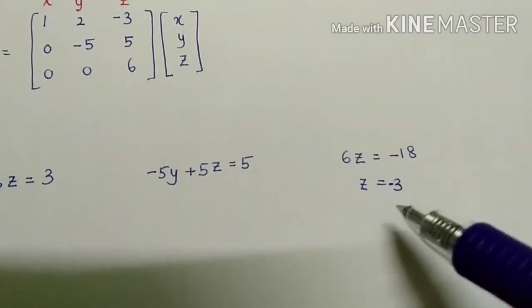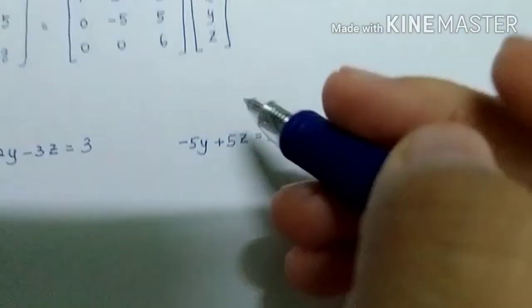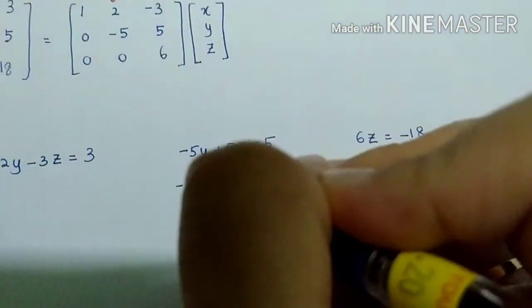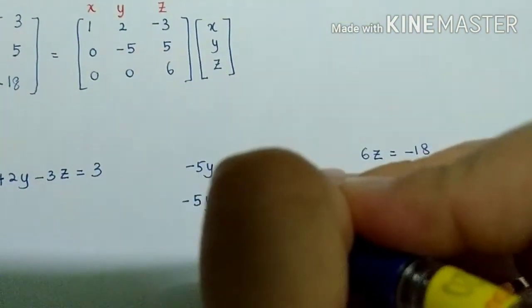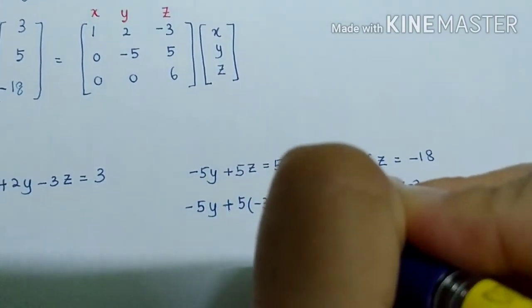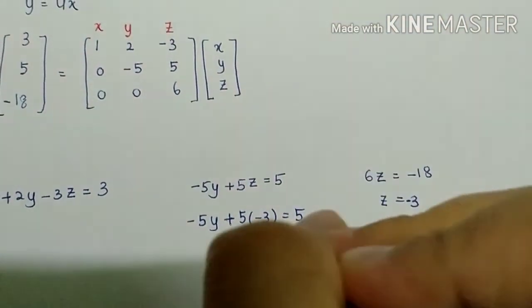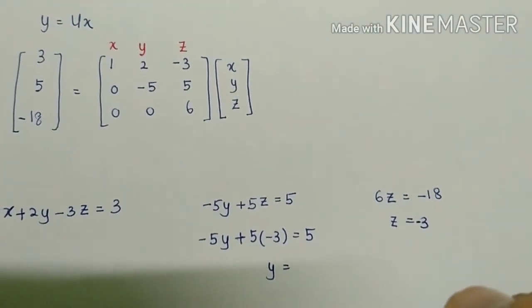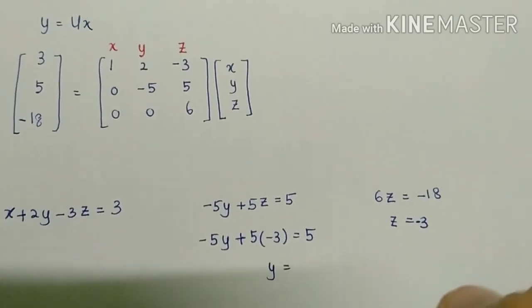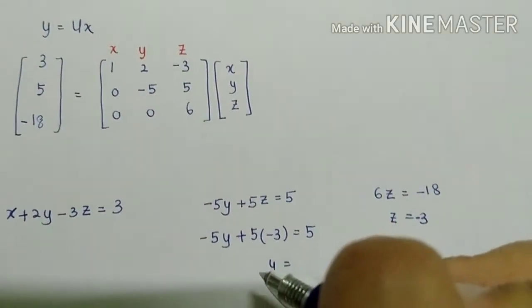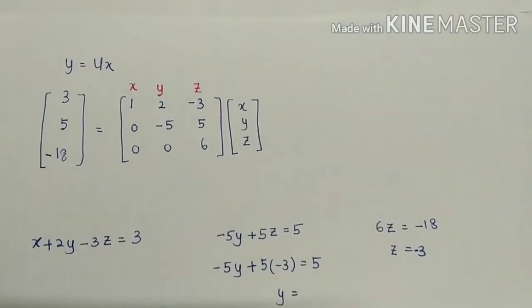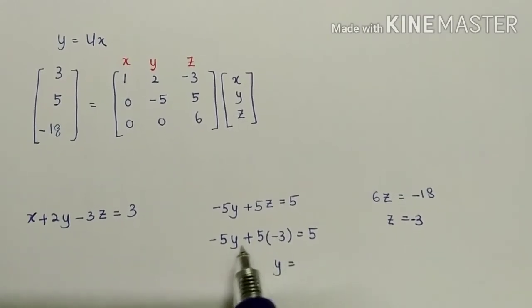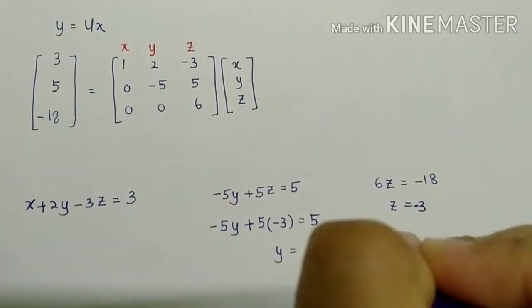After we get the value of z, we can substitute it into the second equation. So we have negative 5y plus 5 times negative 3 equals 5. So y is equal to 5 plus 15, which is 20, divided by negative 5, which is negative 4.